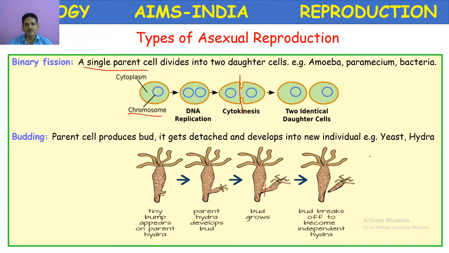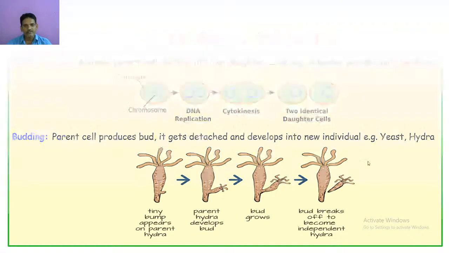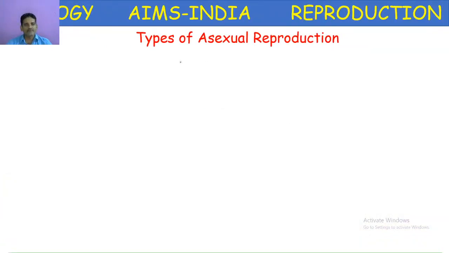So one thing we have to remember: the offsprings which are formed during asexual reproduction exactly resemble their parents, like Xerox copies, because there is no change in the genetic material, no recombination of genes. Whereas in sexual reproduction, there is recombination of genes taking place. So new characters may appear in the offsprings formed in sexual reproduction.